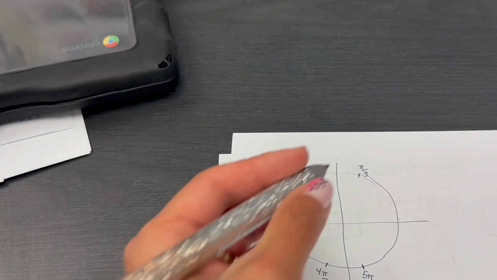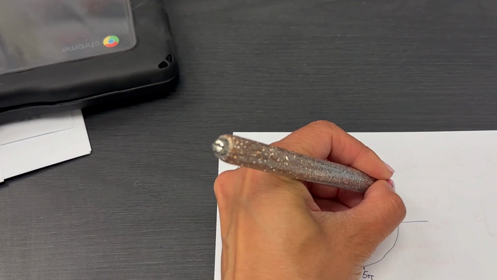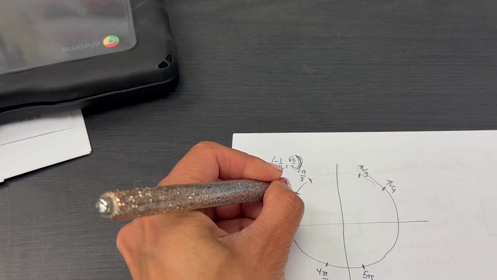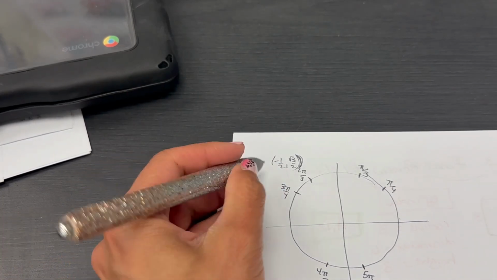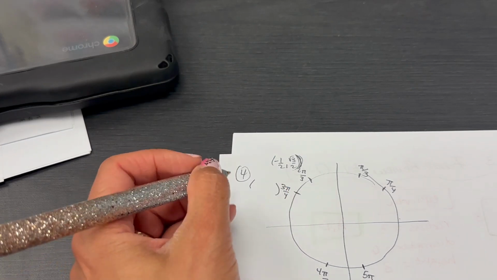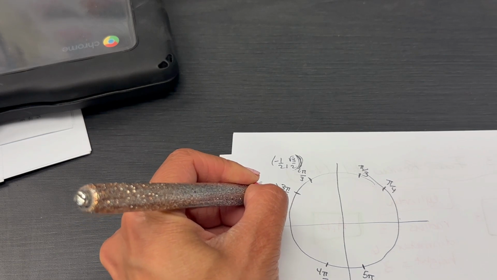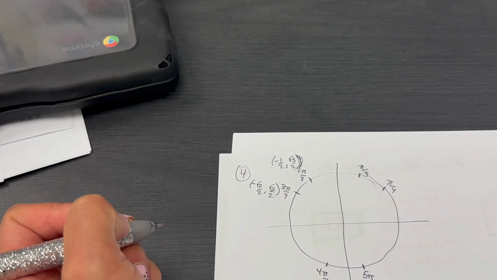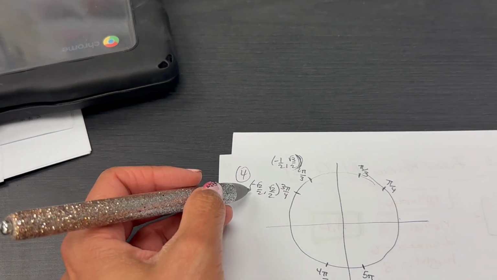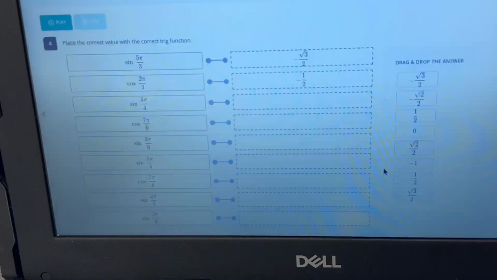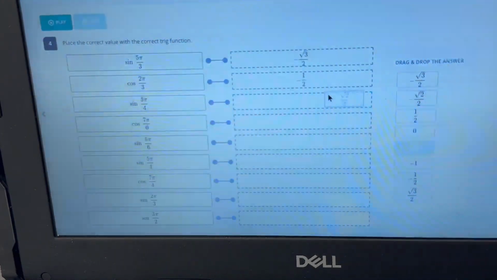Next is sine of 3 pi over 4. 3 pi over 4, well I know pi over 4 is over here. 3 pi over 4 is over here. So I know that this has a coordinate negative square root of 2 over 2, positive square root of 2 over 2, because we're in the 2nd quadrant. And it asked me for the sine. Sine is the y value, so it's a positive square root of 2 over 2. So I'm going to drag and drop the positive square root of 2 over 2.